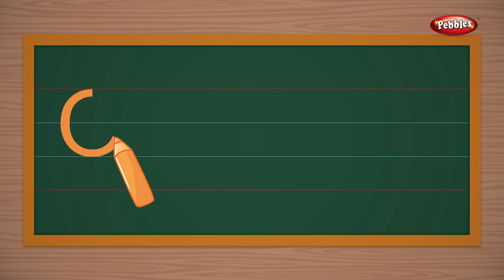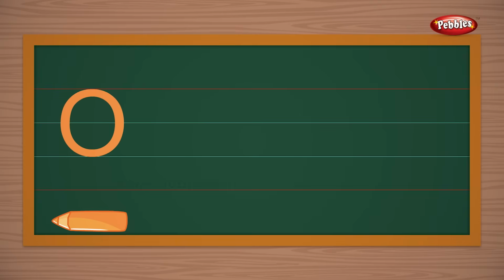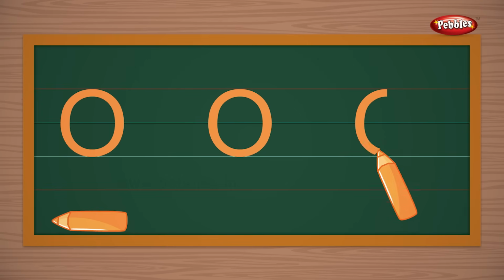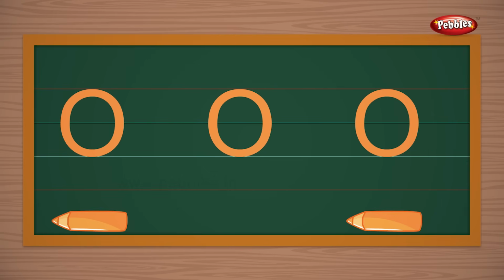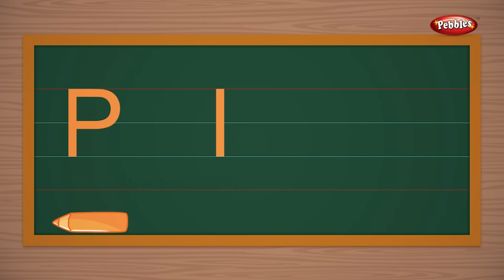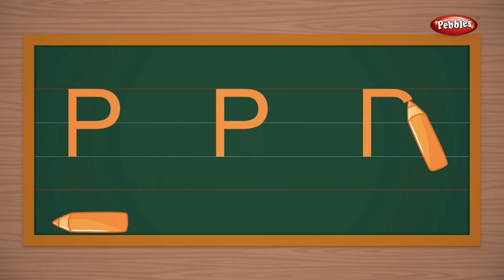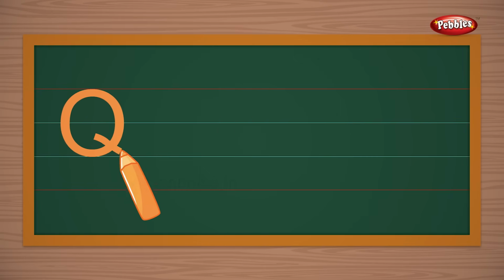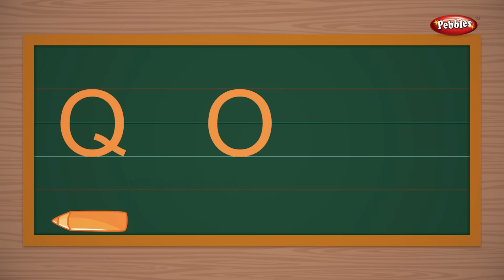It's time to write O. Just like a ball is O. It's time to write P. Standing line and a curve makes P. Now we are going to write Q. Q is just a O with a cross line.